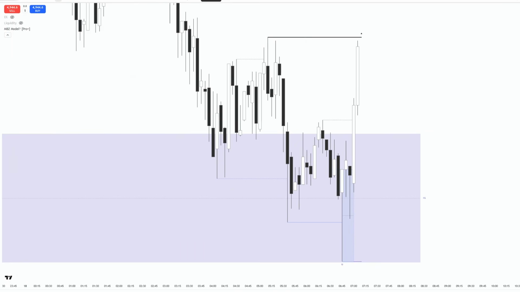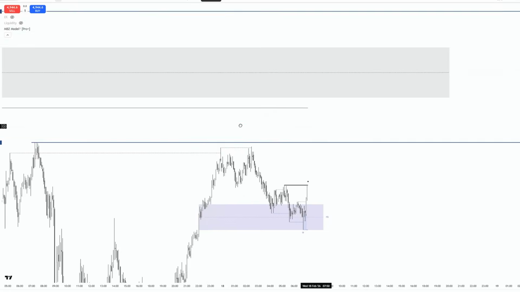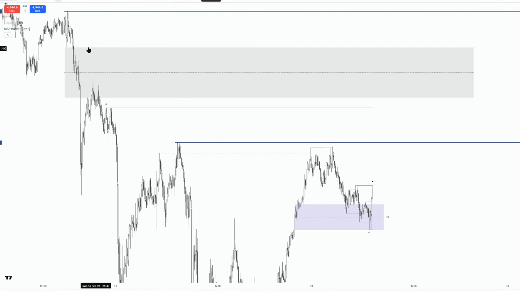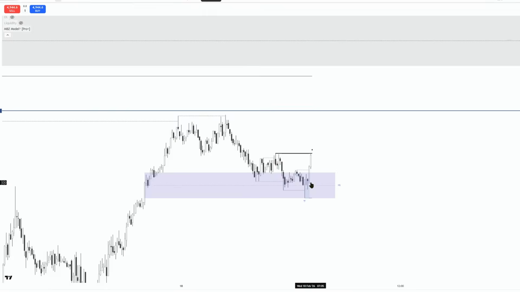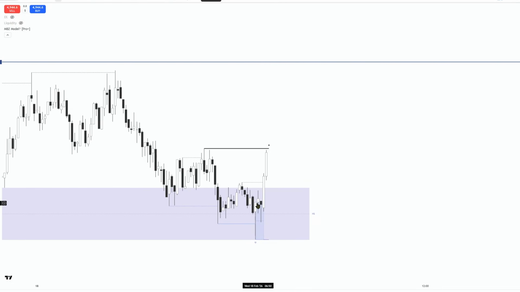Now let's say I missed that reaction, right? We still have all our higher time frame targets. We have the resting high, we have this high up here on the 5 minute, we have the 1 hour gap, etc., etc. So I can have multiple targets. So really there's no rush in regards to missing this entry.